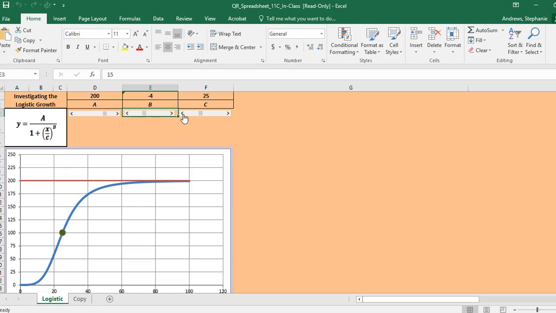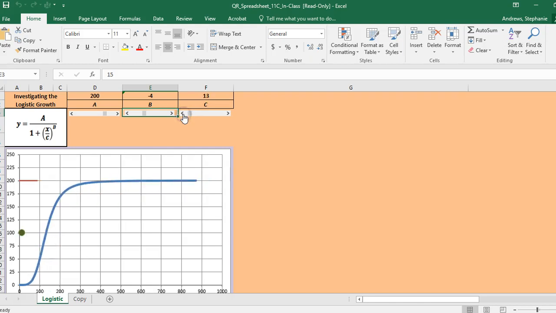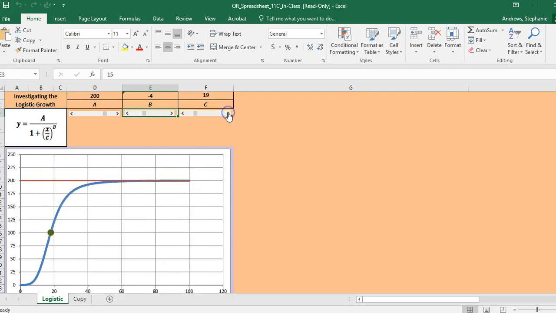Watch your blue line and see what happens when our C, I'm so sorry, when our C, oh, it just didn't like that. So when our C is getting less, it's decreasing, it's going down, our line is pulling up to the left. But now let's let our C increase, and it's stretching across the X. Watch that green dot. That center is stretching across the graph.